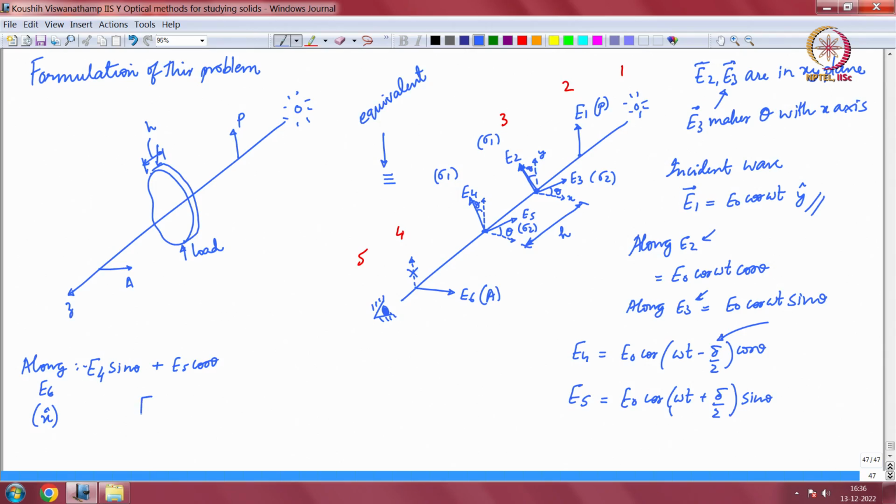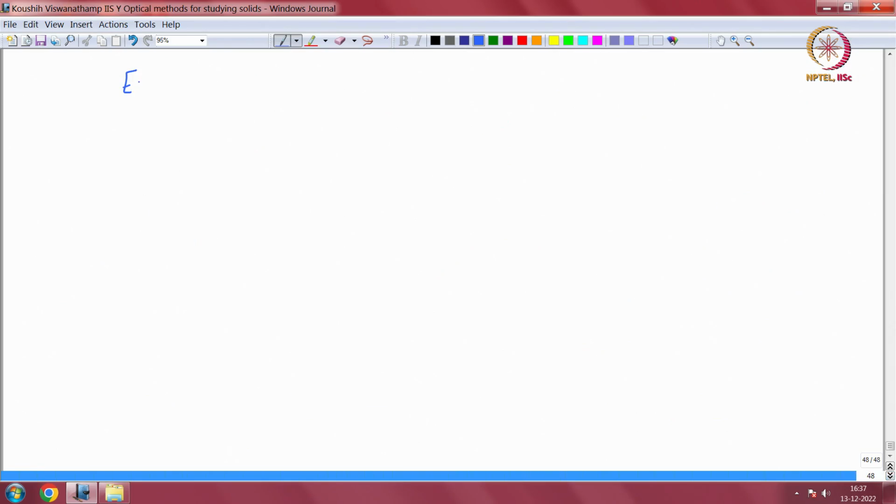So, if you do this, you can write the E6 component as E0 cos of omega t plus delta by 2 sin theta cos theta, minus E0 cos of omega t minus delta by 2, again sin theta cos theta, and I can open this up. So, let me rewrite that: sin theta cos theta times cos of omega t plus delta by 2 minus cos of omega t minus delta by 2. The sign does not matter, plus minus can be exchanged, depending on which is faster and which is slower.